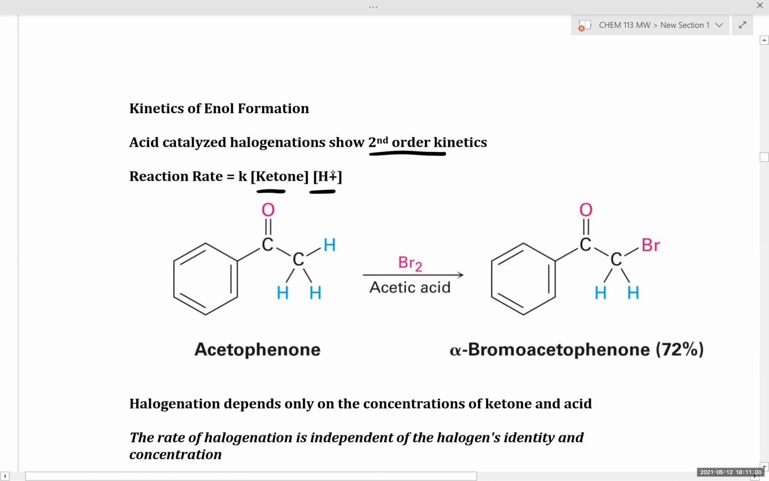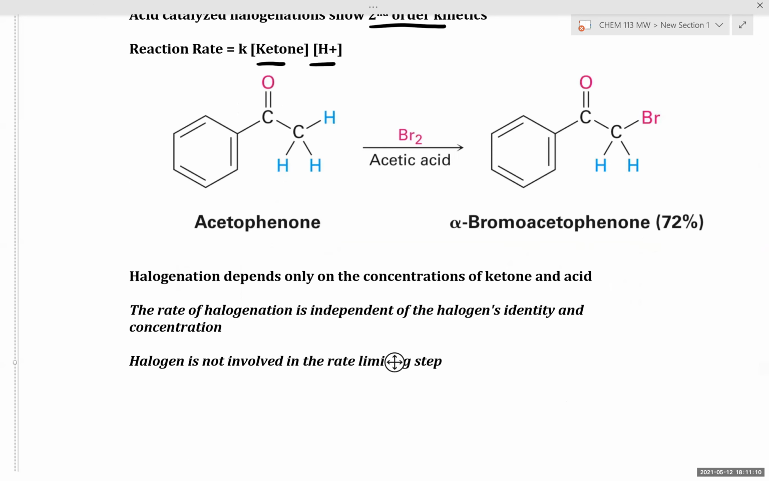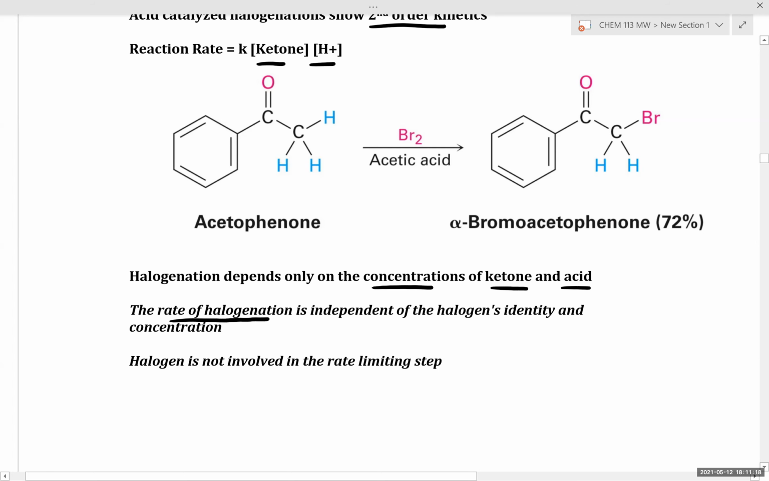Sure. The halogen itself, right? So what we found, if you do kinetic studies on this reaction, is that the halogenation depends only on the concentrations of ketone and acid. The rate of halogenation is independent of the halogen's identity and concentration, and the halogen is not involved in the rate limiting step. So the rate limiting step is actually formation of your reactive enol tautomer. Once you have the enol tautomer, the reaction goes quite quickly.